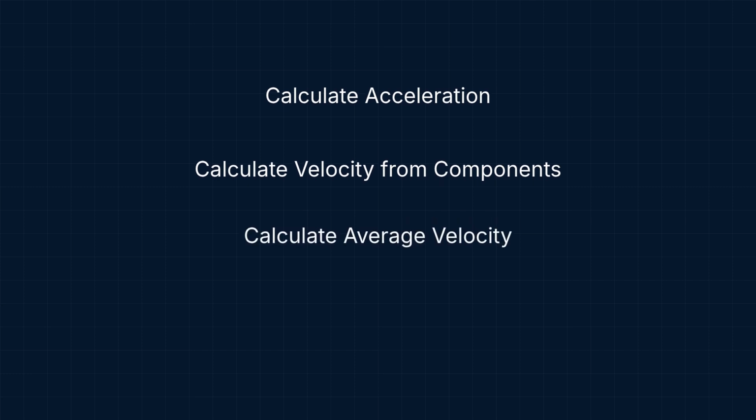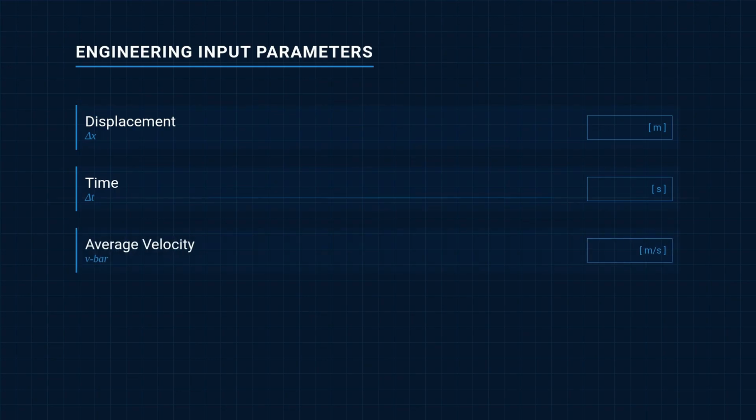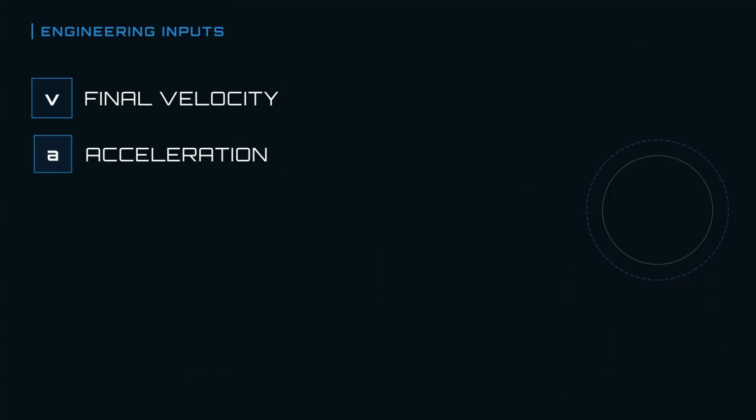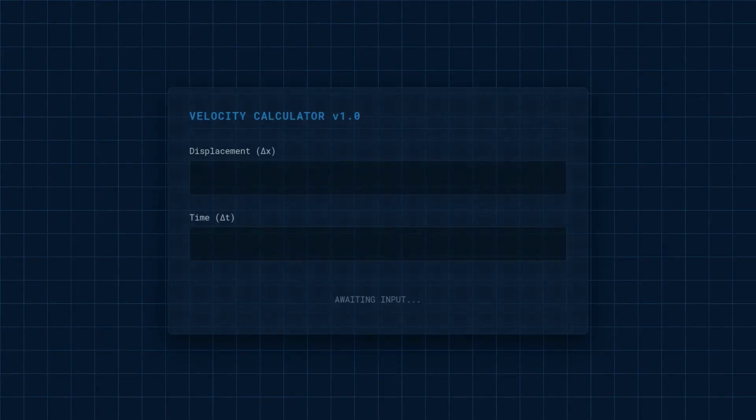For this demonstration, I've selected Calculate Average Velocity. The input fields include displacement delta x, time delta t, average velocity v bar, initial velocity v naught, final velocity v, acceleration a, x component velocity vx, and y component velocity vy. Now for our worked example.